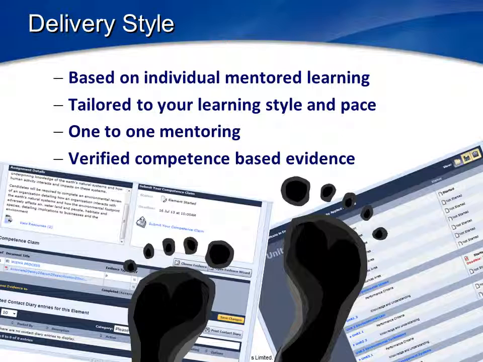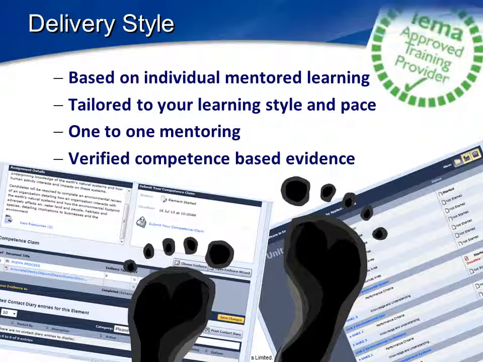Feedback is given on a one-to-one basis and then is verified through our internal verification system and externally by IEMA as a recognised training provider.